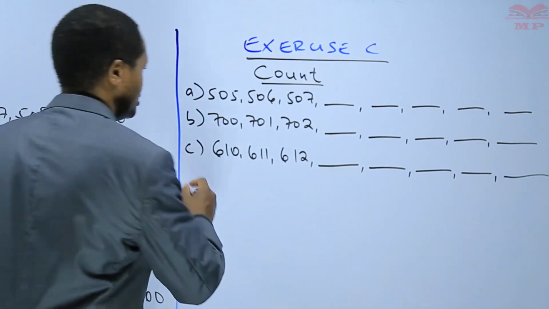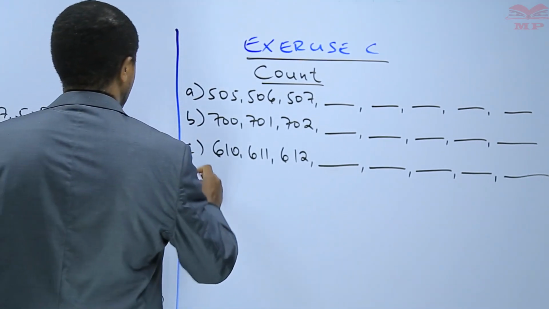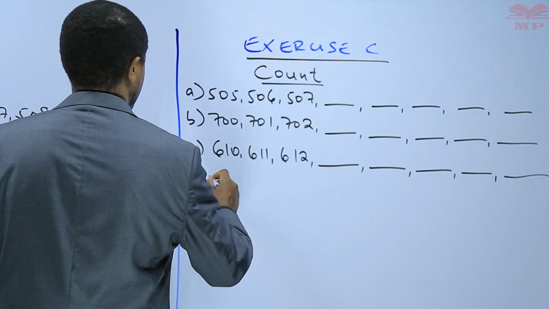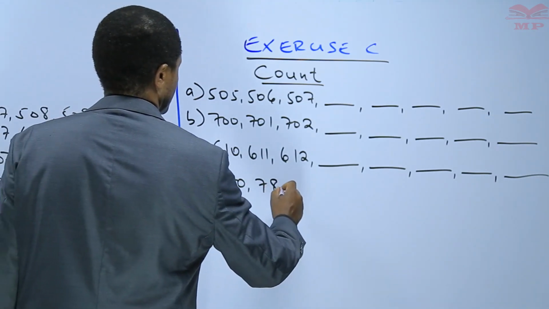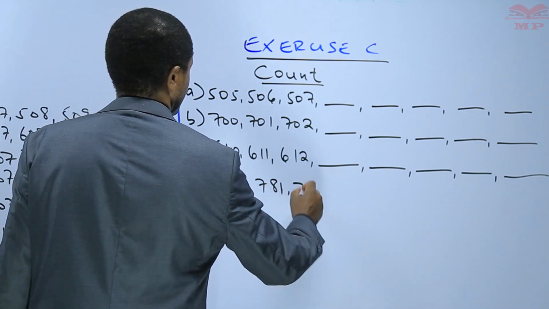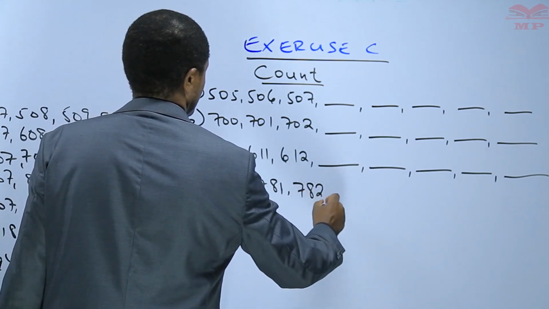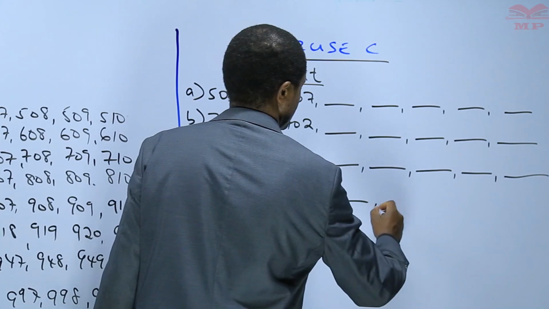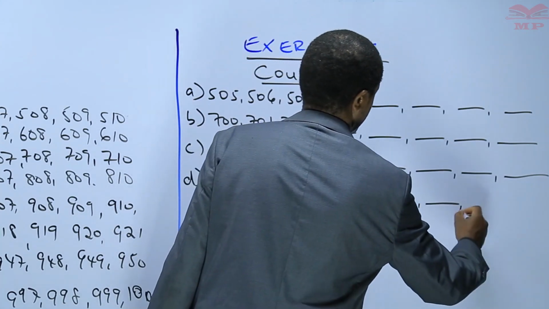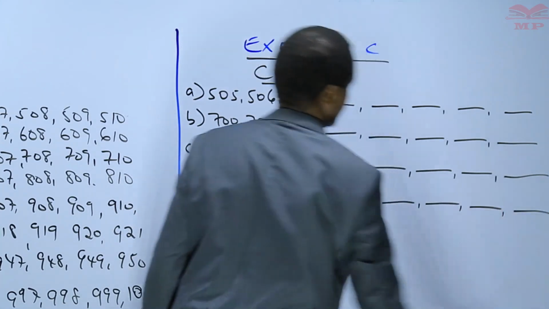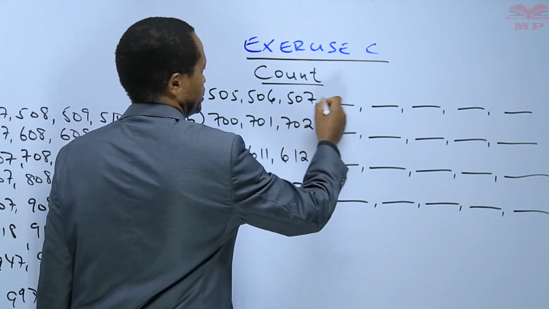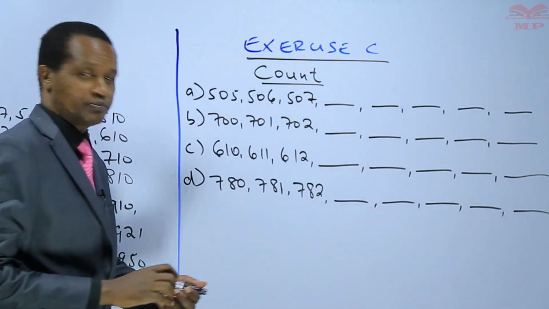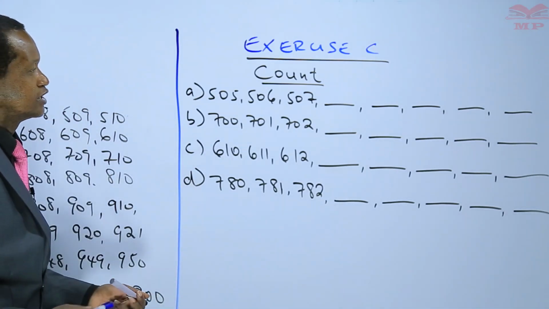Learners, D, moving on to exercise D, what do I have? I have 780, 781, 782, then I have dash, dash, dash, dash, dash. So we are supposed to do what? To fill in the blank spaces.